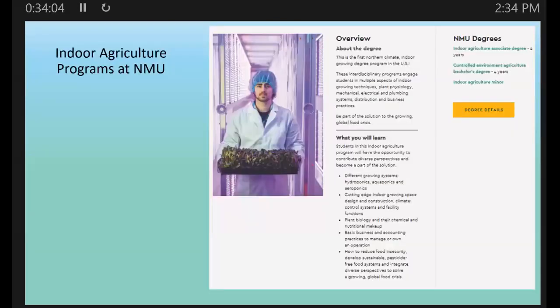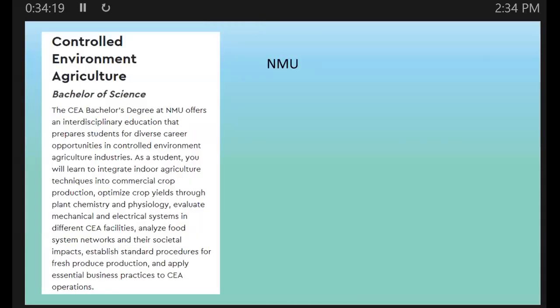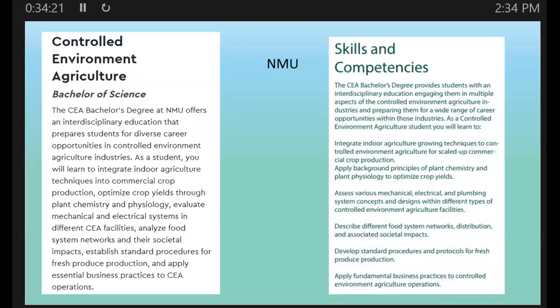So yes, we do have an indoor egg program at NMU. Just for those of you who may not know, we have both an associate and a minor in that. And then we also have a controlled environment egg program that's at the bachelor's level. And so I was part of the team that helped implement all of this.